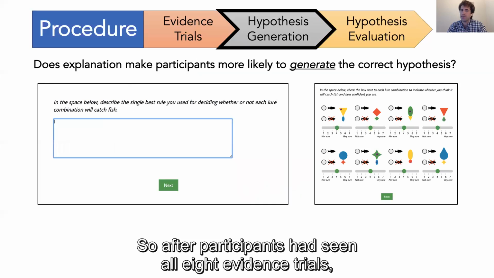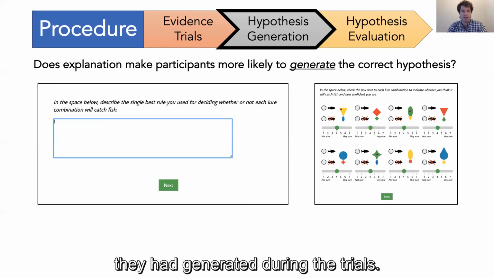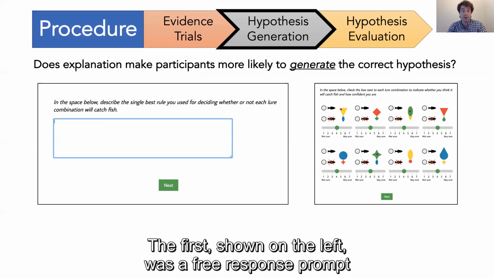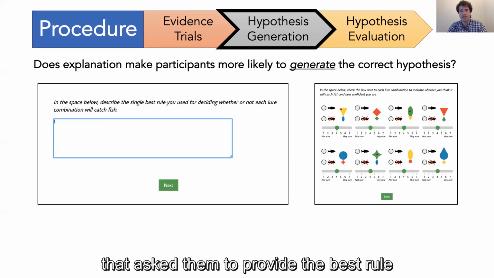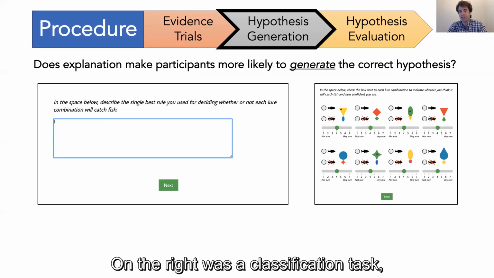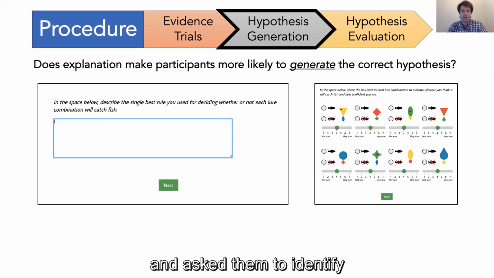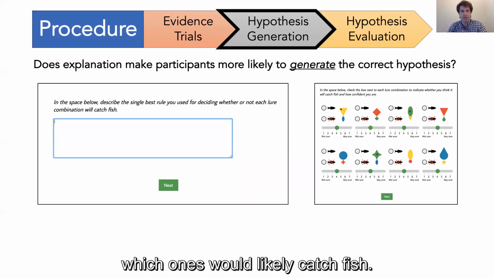So after participants had seen all 8 evidence trials, they were given 2 prompts that elicited the hypotheses they had generated during the trials. The first, shown on the left, was a free response prompt that asked them to provide the best rule they had come up with about which lures caught fish. On the right was a classification task, which presented participants with 8 novel lures and asked them to identify which ones would likely catch fish.